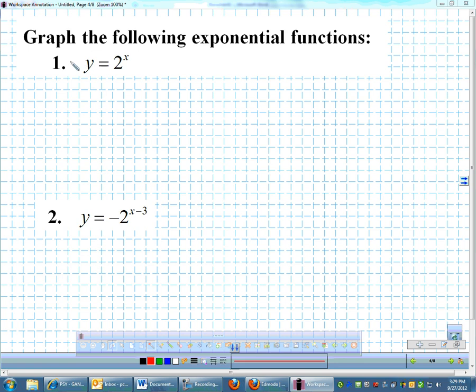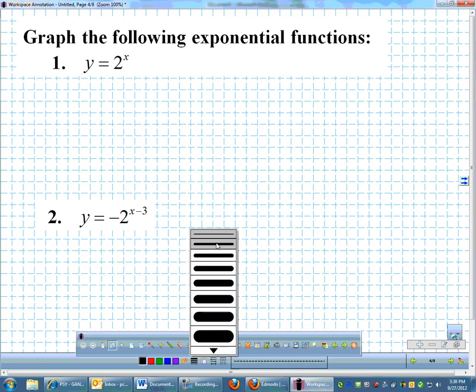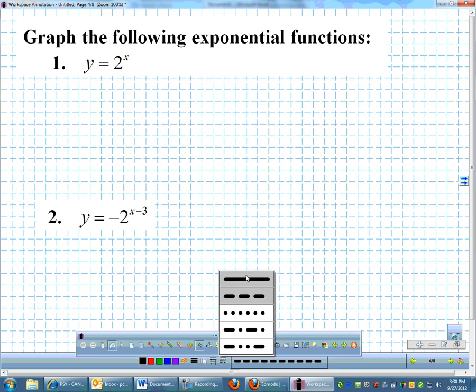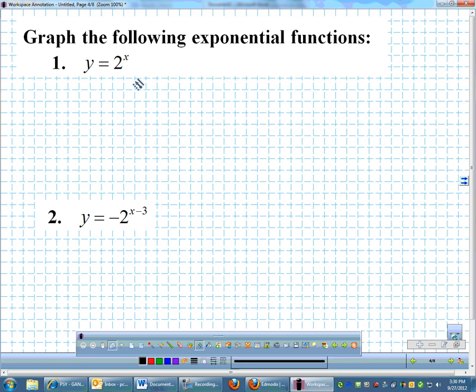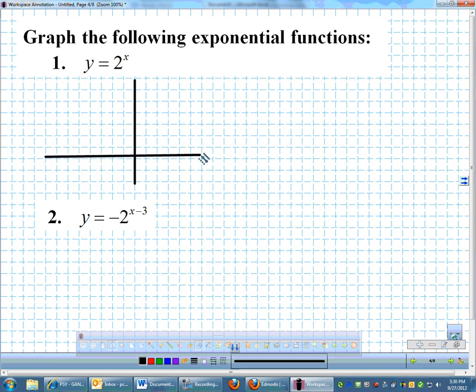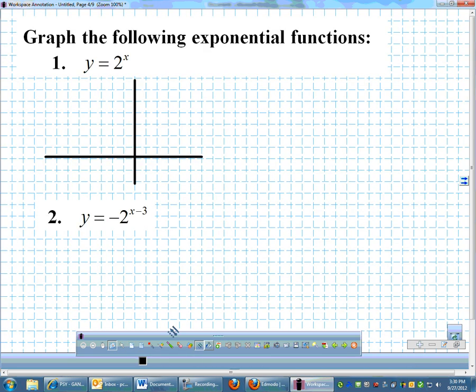All right. Graphing exponential functions. Let's start with this graph of 2 to the x. Now, kind of have to be careful. I'll start right here. The graph of 2 to the x. What am I doing? There we go.